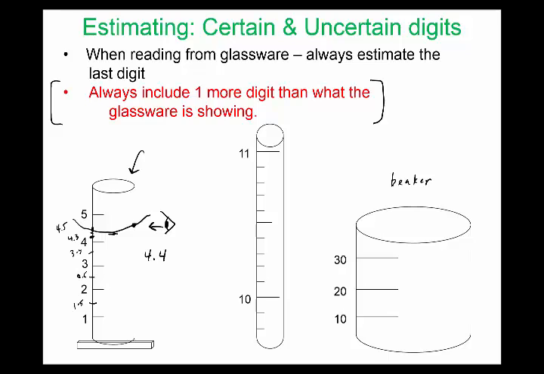Okay, and so this is what we're exercising with this bullet point here. It says one more digit than what the glassware is showing. So this is showing whole numbers only, so we could go one more digit past that. Okay, we can't really say it's 4.41. I mean, we can't even really say that. The only number that we're sure of is this number, and then the last number is what we say is uncertain.